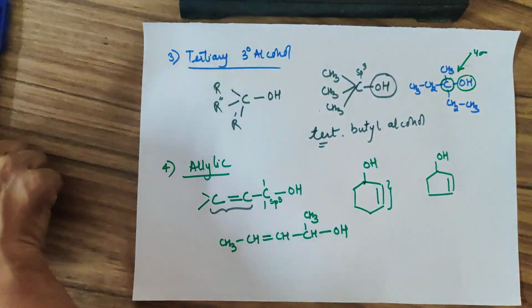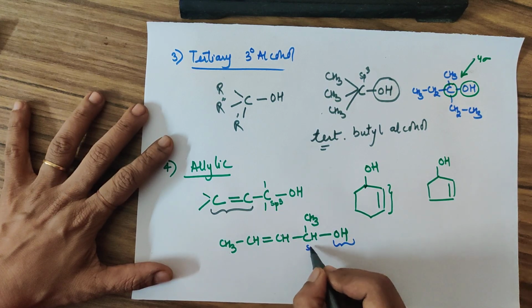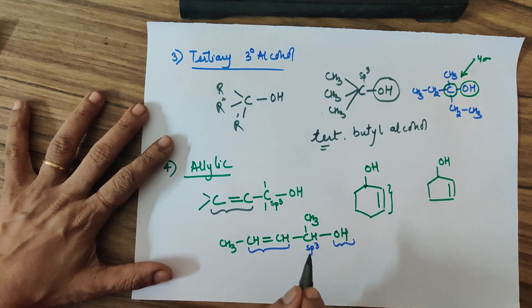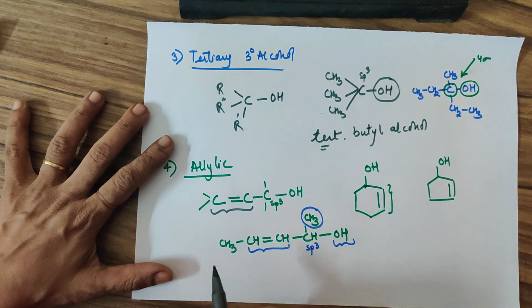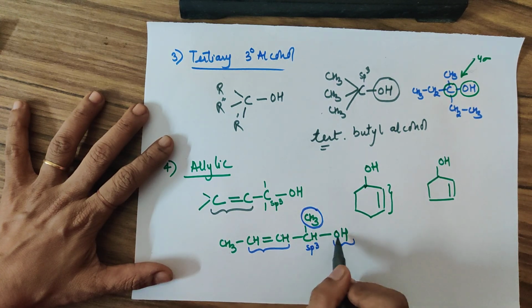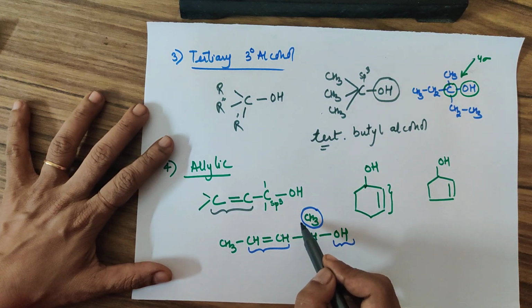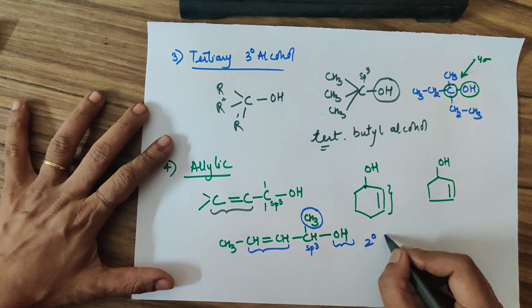Pay attention. OH is attached to a carbon which has got 4 sigma bonds, it is sp3. This is attached to a double bond unit. So it has to be allylic. But this sp3 carbon also has another R group, which means you can see that in this case your OH is attached to a carbon which is attached to 2 carbons here. So this can also fall under the category of secondary and allylic.